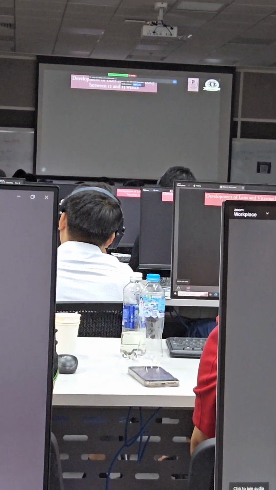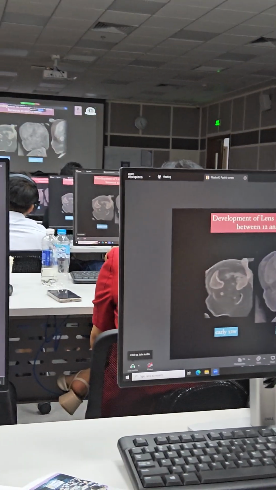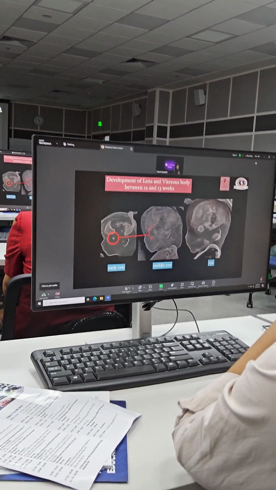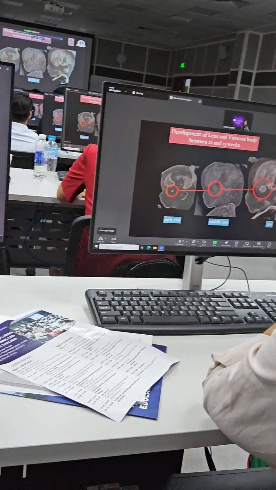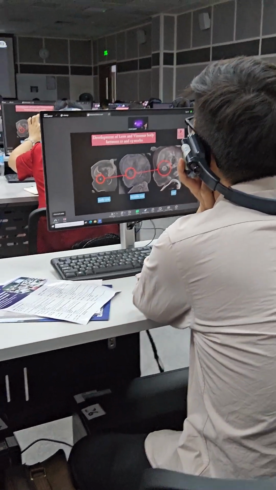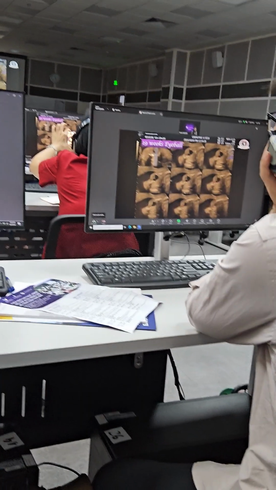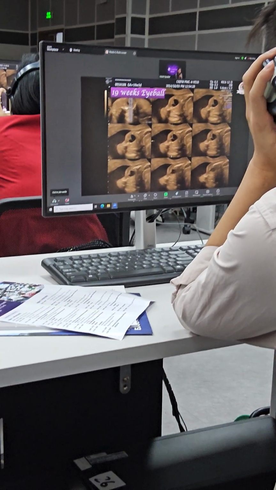From the beginning of the 12 weeks, the middle of the 12 weeks, and 13 weeks of gestation, like this, by silhouette ultrasound, you can see the eyeball is developing like this in the first trimester. And this is the 19 weeks of gestation, the eyeball.